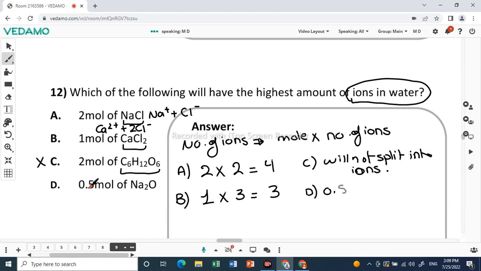Finally, I have half multiplied by, I have 2 sodium ions, and I have 1 oxygen. So in total you have 3 and your final answer is 1.5. The highest amount, and your final answer is A.